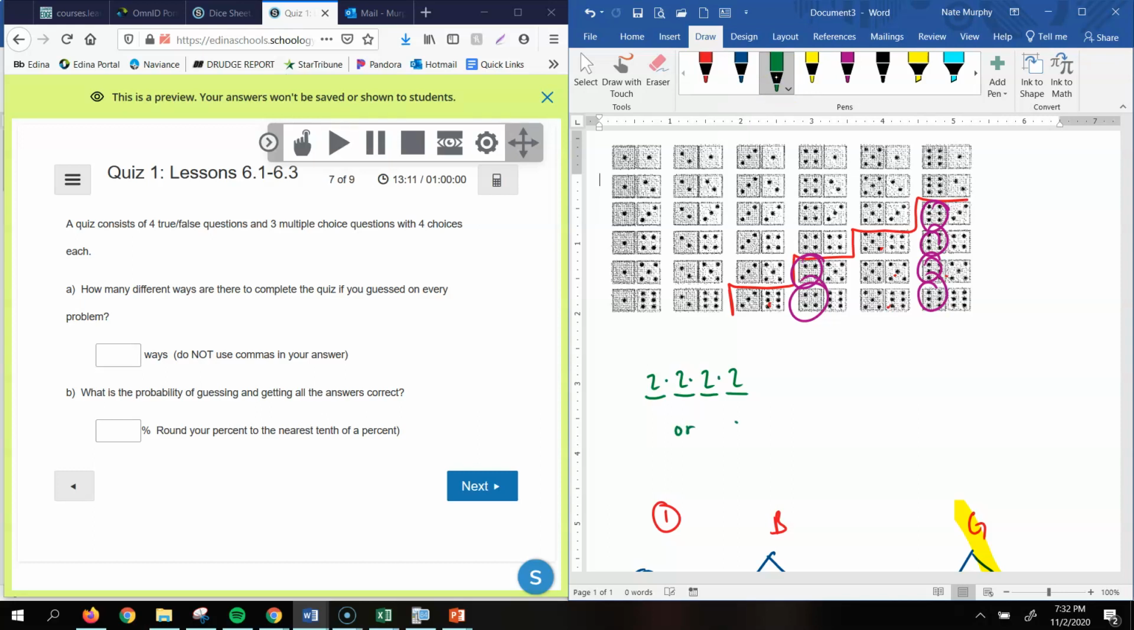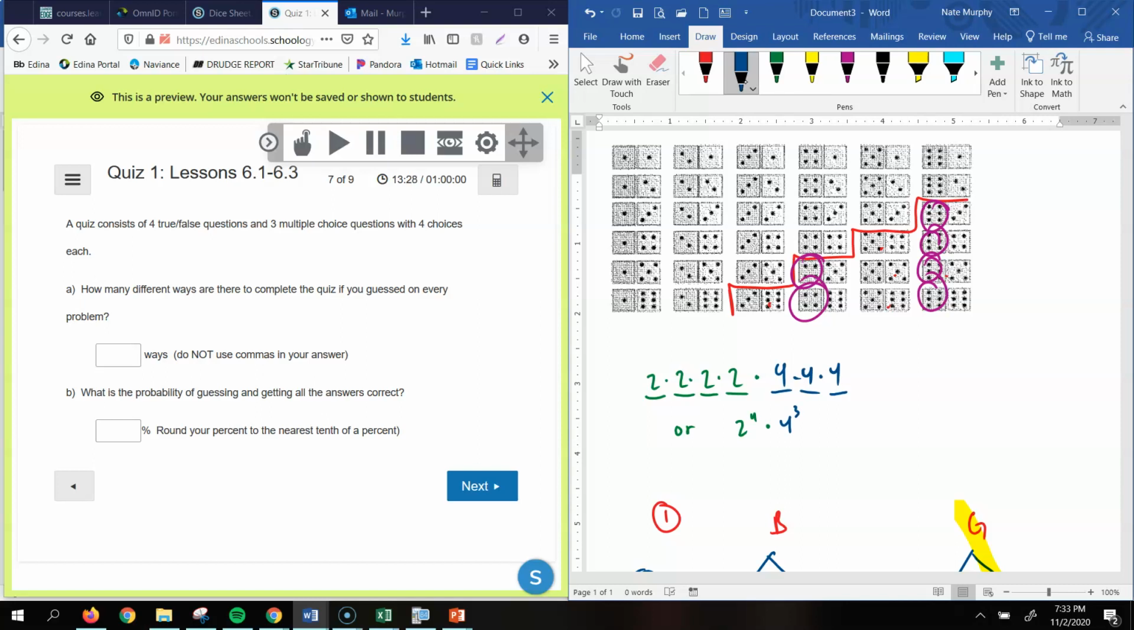Or we could just say that's 2 to the 4th power. And then we multiply that times, so there's going to be 3 multiple choice questions. Each of those multiple choice questions has 4 choices each. Again, there's 3 of those. So we could have 4 times 4 times 4. Otherwise, the way that I would write it is like this, 4 cubed.